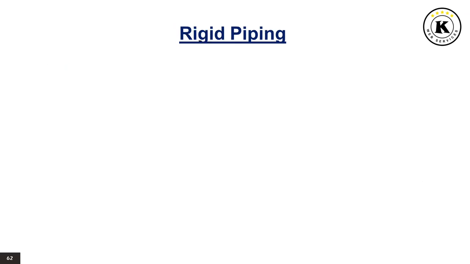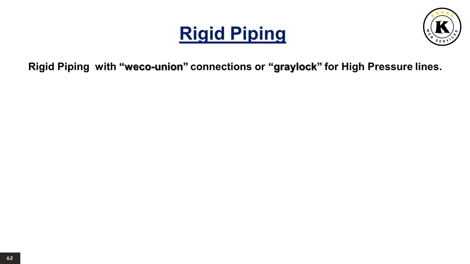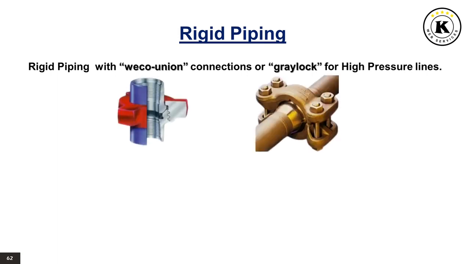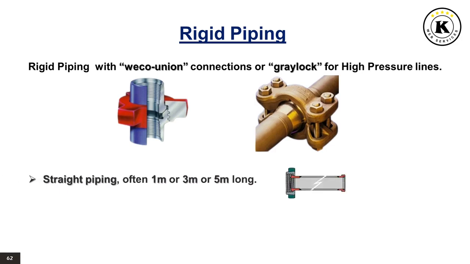Rigid piping. Rigid piping are generally ended with Wico union connections, or greylock for high-pressure lines. Generally, straight piping are often 1 meter, 3 meters or 5 meters long. Elbows are often 90-degree.